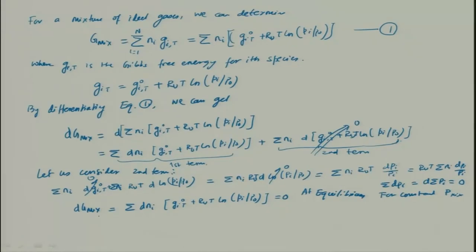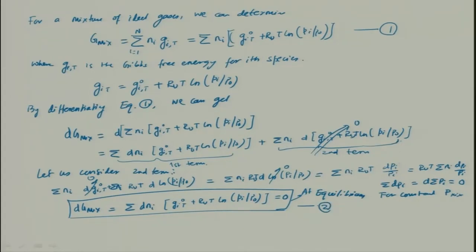Are you getting it? Because what we have done is we have looked at this term, and at equilibrium this is 0. Is that clear? Now, keep in mind that we will have to determine this g_i(T). If I get that, then I can see how we can determine it. Let us say this is your equation 2.